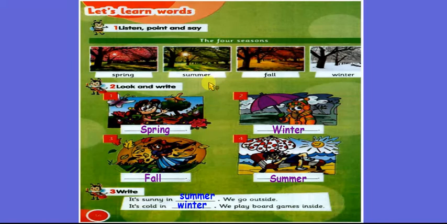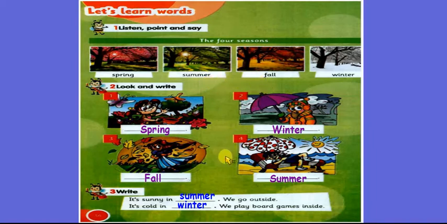Then summer. Summer, where we can go outside. We can go to the beach, go swimming, play outside, go to the clubs. That's the summer. The weather is sunny and it's hot. Fall.